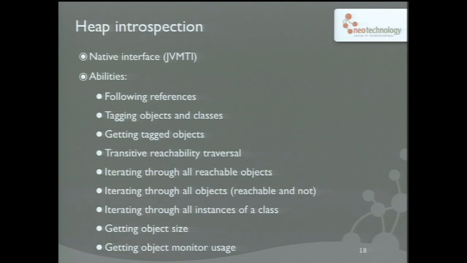Or iterate through all reachable objects in the entire heap, or iterate through all objects in the entire heap regardless of whether they're reachable or not. So you can actually get to dead objects through this API. And you can iterate through instances of a particular class, like all instances of runnable, for example, or all instances of string in your entire heap. And of course, the same things as you can do with the java.lang.instrument, getting object size and also getting object monitor usage.